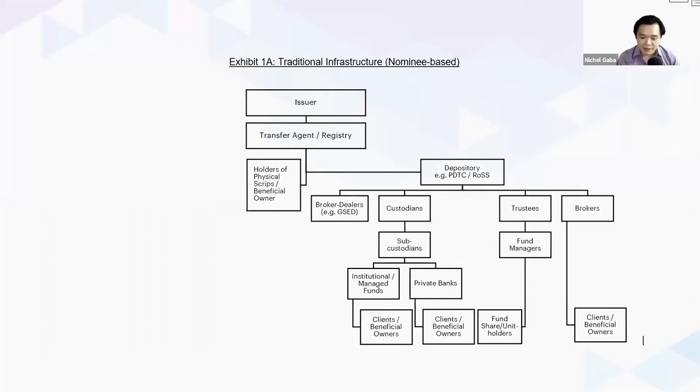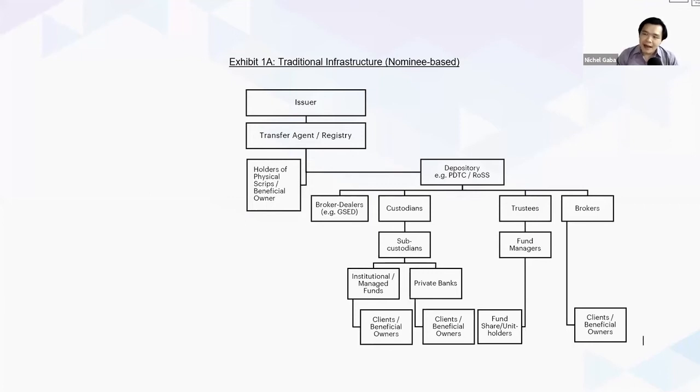How did that happen? Well, before, as you know, most securities were in certificate form or paper form, right? If you want to sell that security, you physically go to the stock exchange, hire a broker, and then that broker will go around the exchange, look for the best price, and then sell it for you on your behalf.